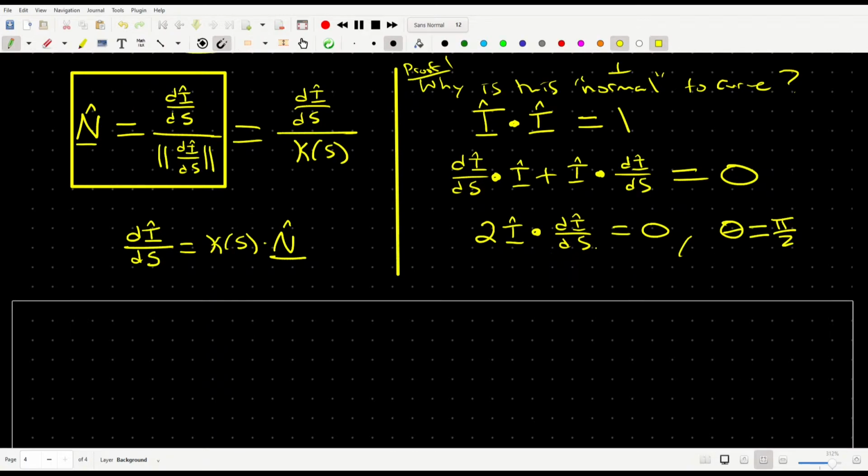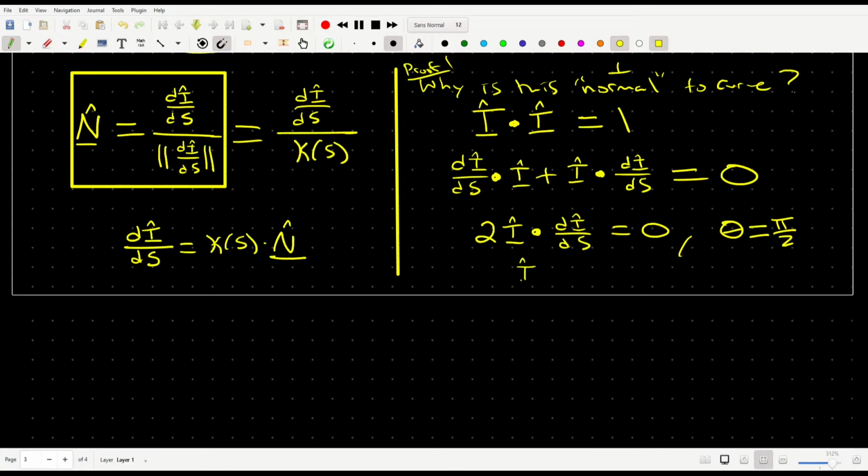Now, it's not necessarily unit length, because this magnitude is not necessarily 1, which means that to get the unit vector in this direction, we have to divide by its magnitude, or the curvature of the curve at every point at s. But this is what gives us that t hat is perpendicular to dt hat ds.